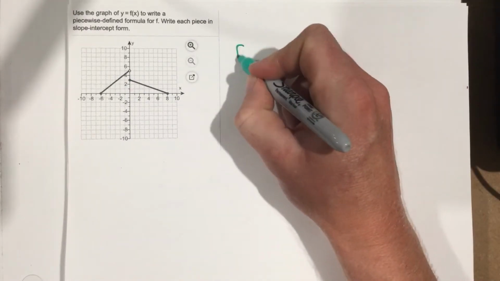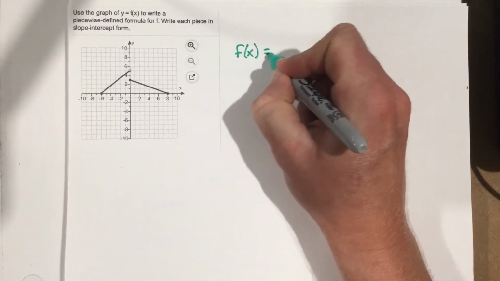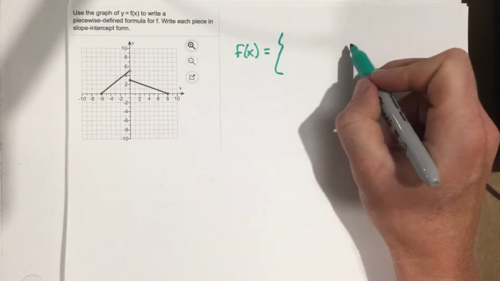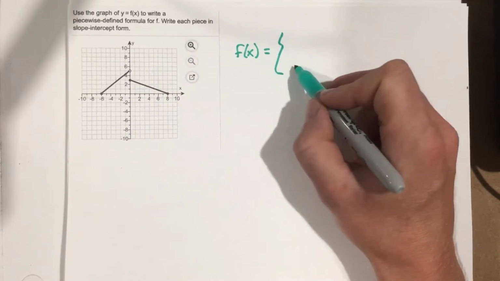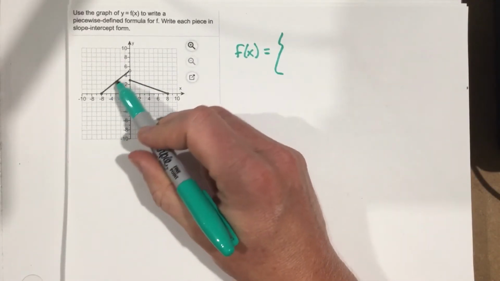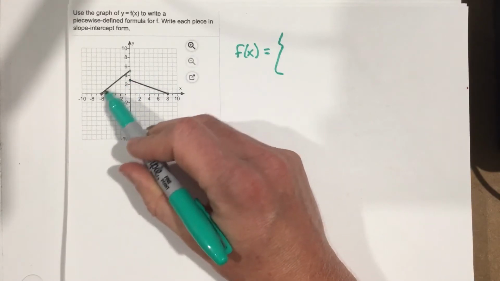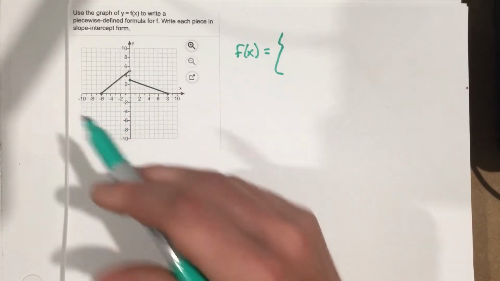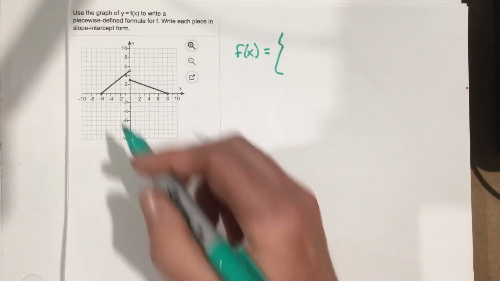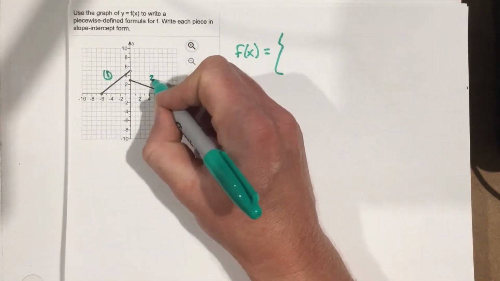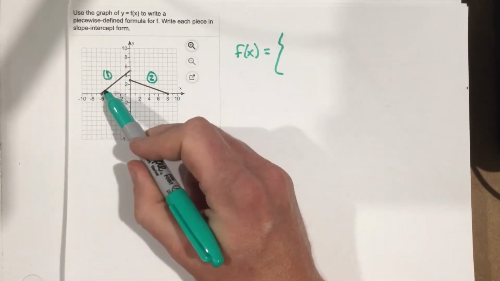So let's go ahead and write f of x equals, and we're going to have two pieces to this. All right, we'll have a top here and a bottom here. Now, for the first line, let's figure out what's the input values for the first line. So what's its domain? We want to know the domain for the first line. We'll call this 1, and this is 2. So what's the domain here?